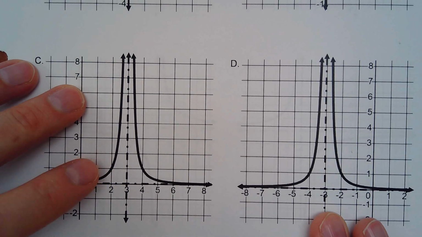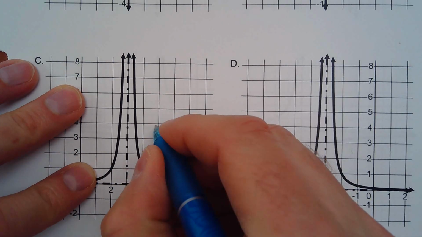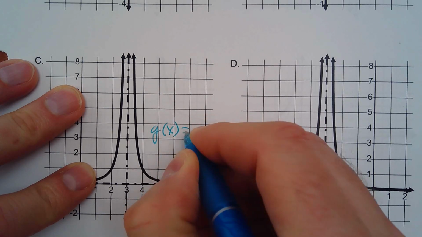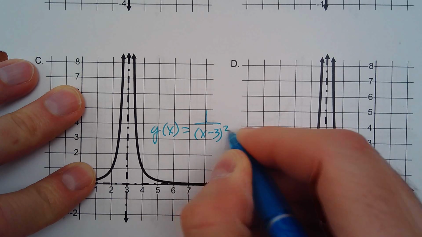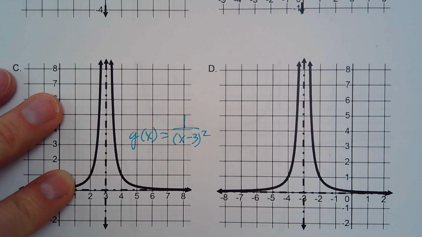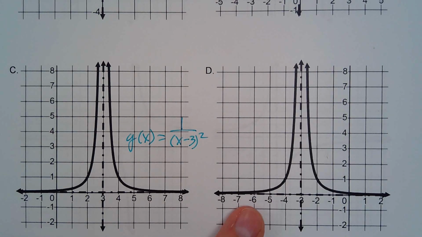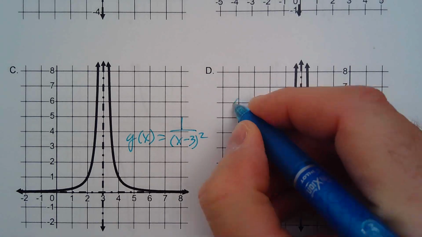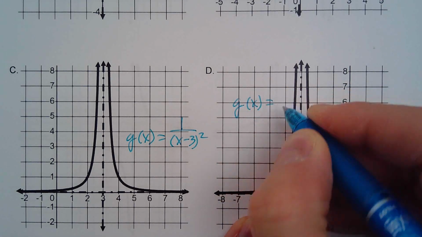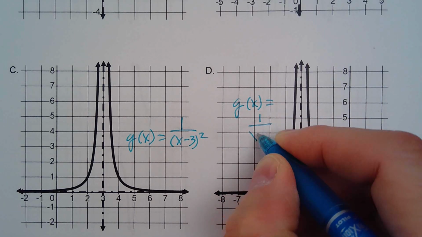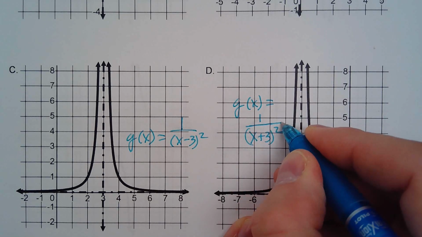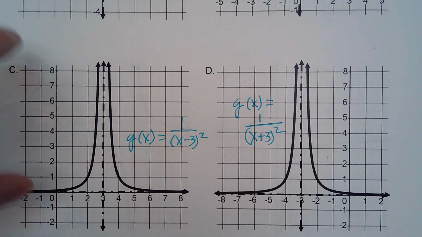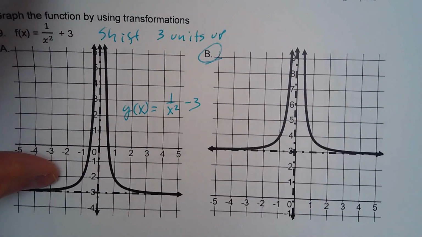This one was shifted to the right 3, so that function would be g of x equals 1 over x minus 3 squared. And this last one was shifted to the left, so that would have been g of x equals 1 over x plus 3 quantity squared, since our horizontal shift is always in the opposite direction. So the correct answer here was B.